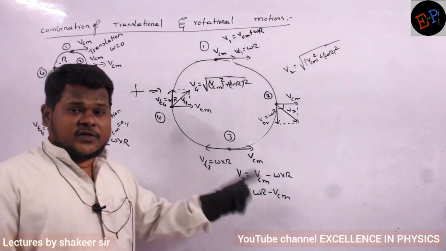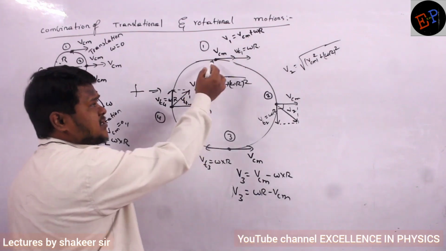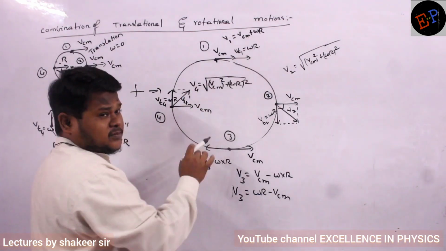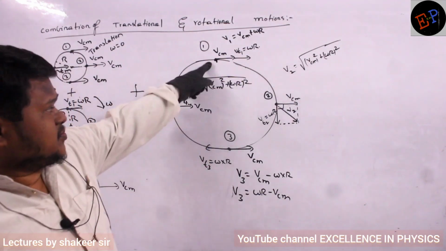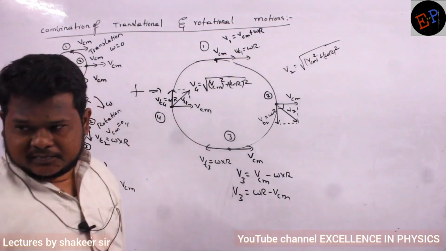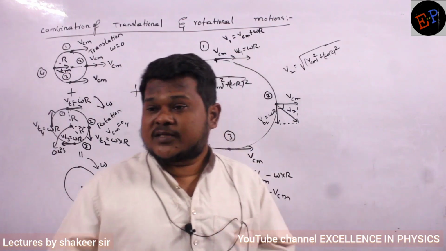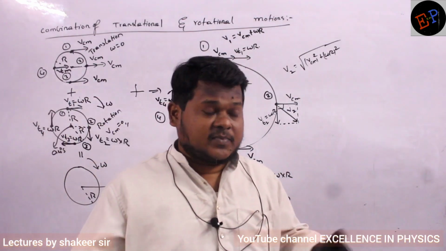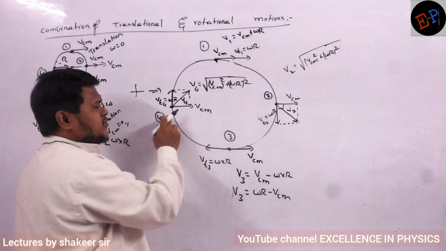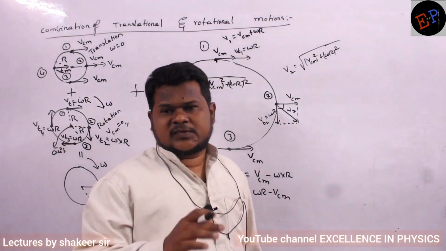Out of all of them, which point has highest speed? Can you say? First point has highest speed. Why? Because both velocities we are adding them, no? They add in the same direction. So this point has highest speed. Which point has minimum speed? This point, point number 3 has minimum speed, because velocities we subtract. Which points have speed in between maximum and minimum? Point 2 and point 4. They are not maximum, they are not minimum. Are you able to understand?